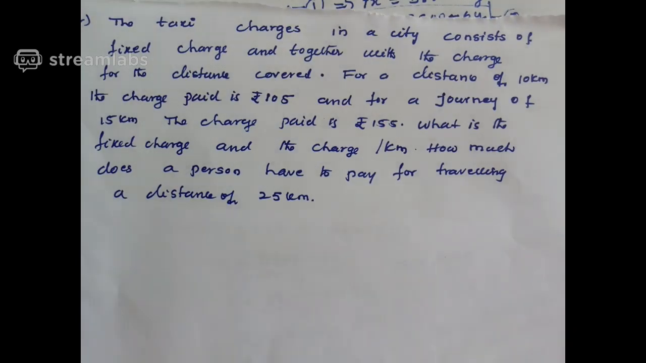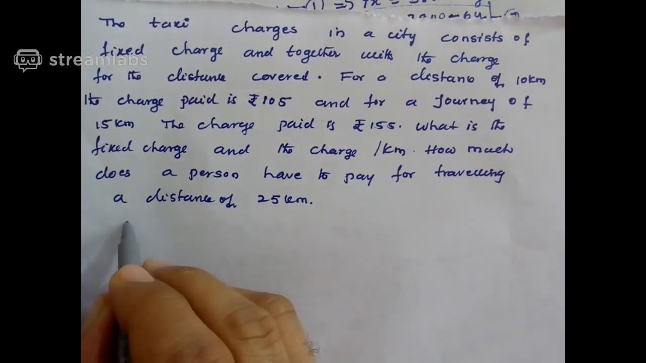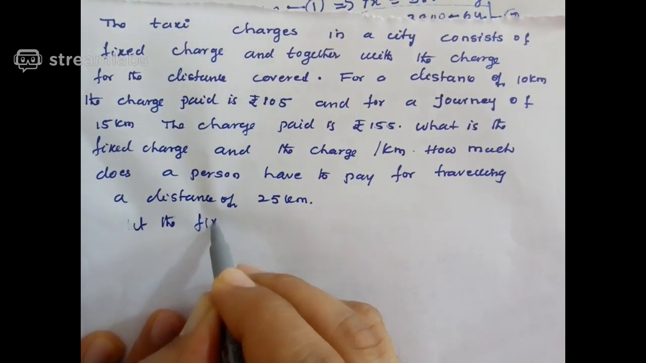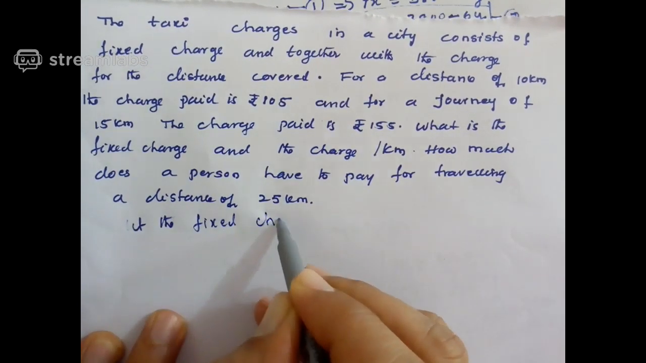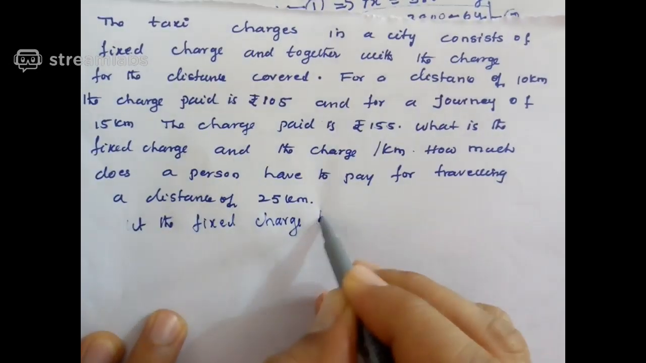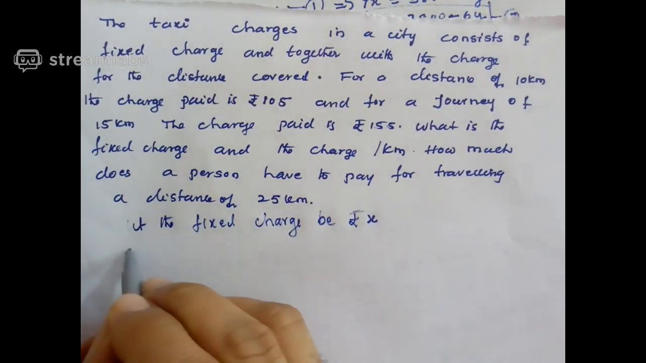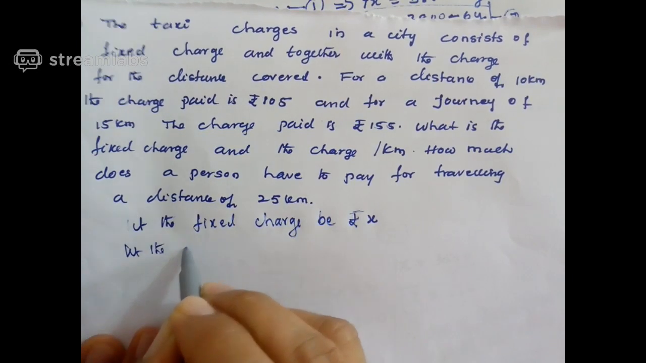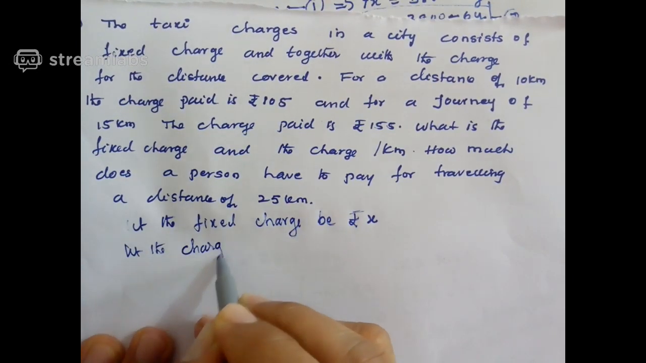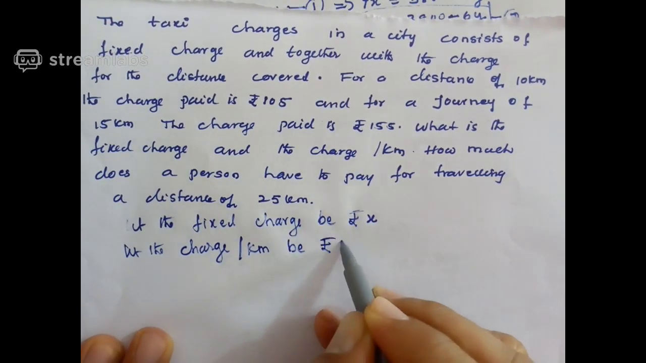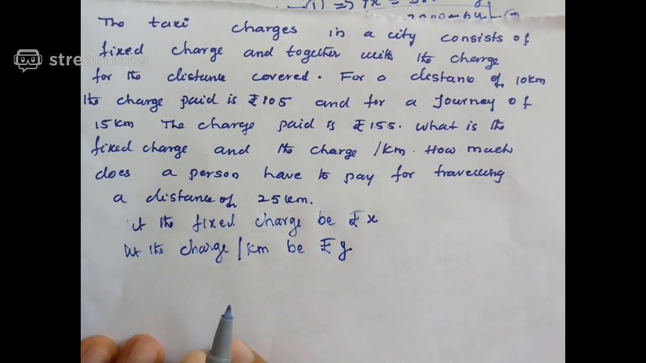And the fixed charge is different and the charge per kilometer is different. Let us take the two. Let the fixed charge be rupees x. Then let the charge per kilometer be rupees y. This is the charge per kilometer.